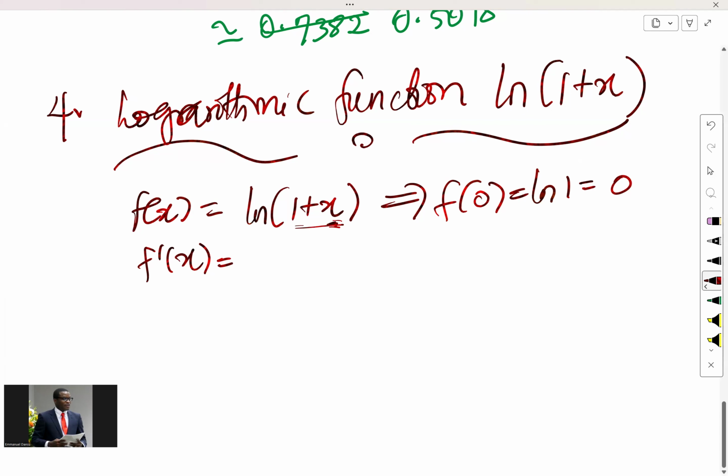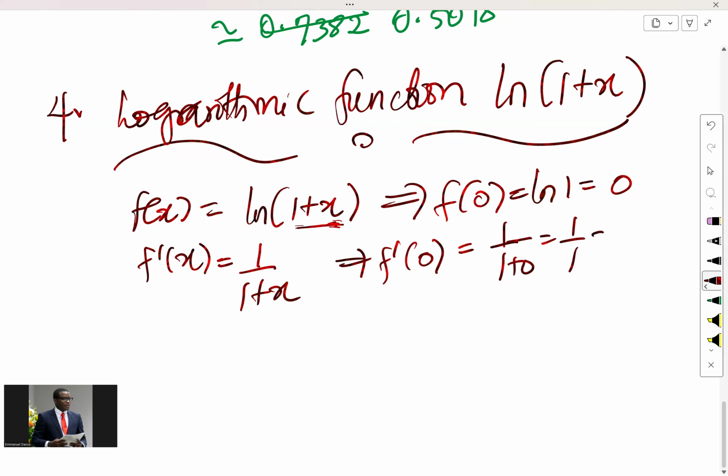So f prime of x here, to differentiate a logarithmic function, differentiate the inside of the bracket. So differentiate 1, that's 0. Differentiate x, you have 1, divided by the original thing, 1 plus x. And that implies that f prime of 0 is actually 1 over 1 plus 0. And that's simply 1 over 1. And the result is, okay, now I'm talking about ln.